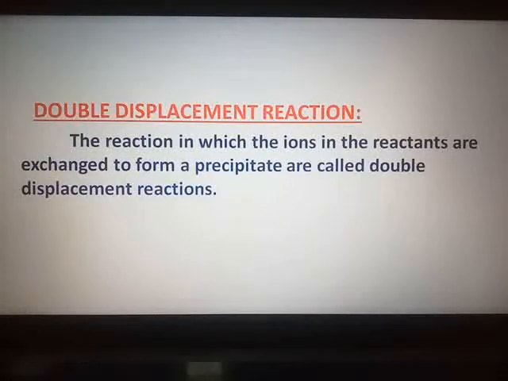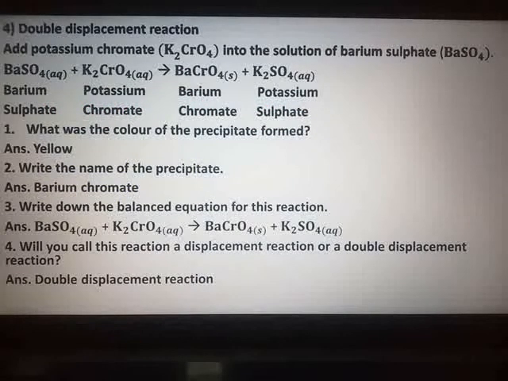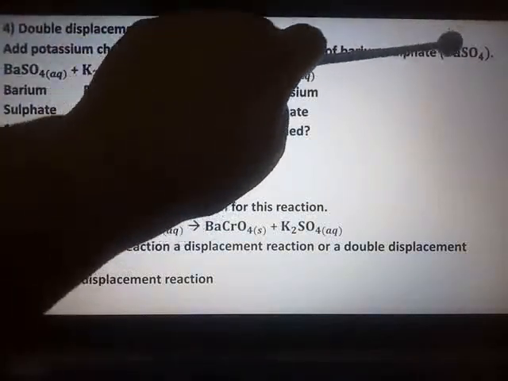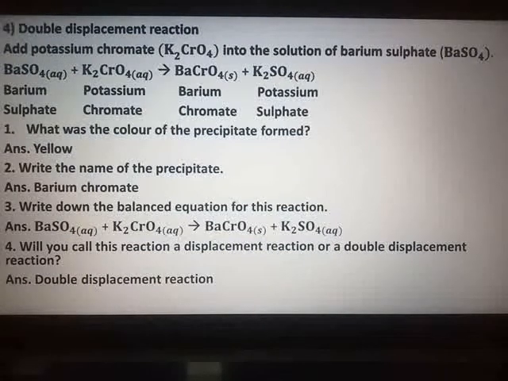Means a reaction in which a precipitate, you all know what a precipitate is. It is always in the solid form. So when a precipitate is seen in any reaction, you call such a reaction a double displacement reaction. We take up a very good example here. In one beaker you take a solution of barium sulfate, that is BaSO4, and then to that beaker you add potassium chromate, that is K2CrO4.